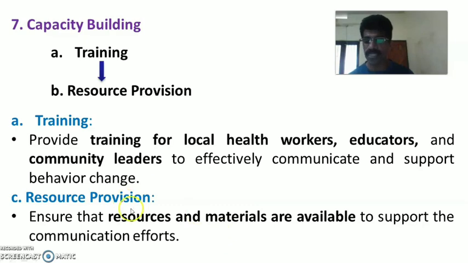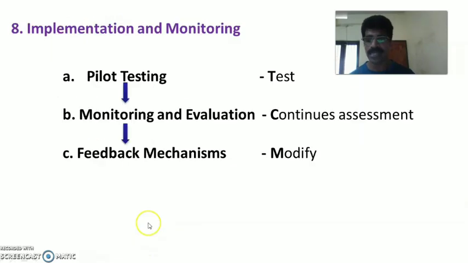Resource provision is nothing but making sure that the resources, man, money, and materials, are available in hand for the successful implementation of SBCC. That will support the communication efforts in SBCC. So capacity building includes strengthening SBCC through training and resource allocation and provisions. The eighth strategy is implementation and monitoring of the SBCC programs.